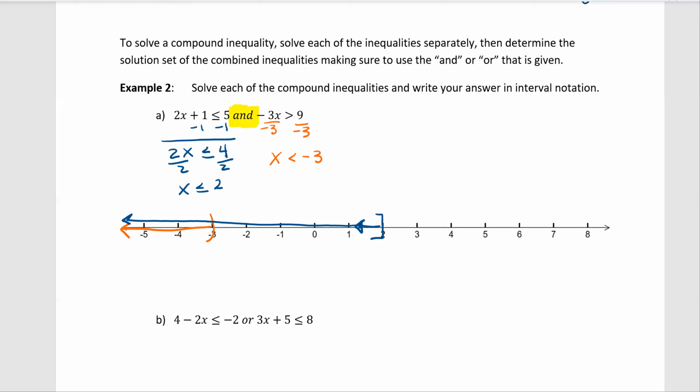The compound inequality is and. So we're looking for where they overlap. They overlap from negative infinity to negative 3.